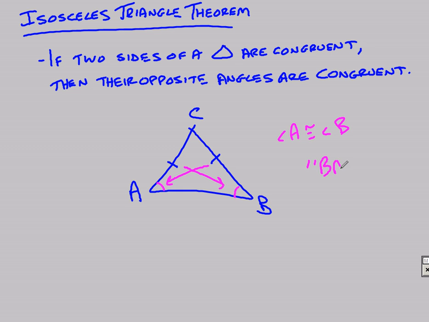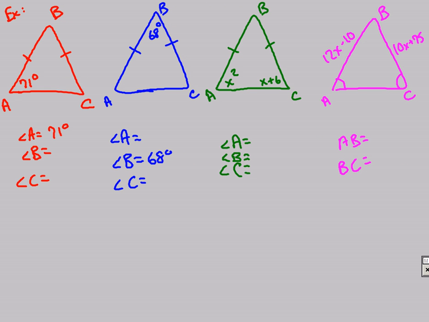Sometimes we will call these the base angles of the isosceles triangle, so you might hear us say that the base angles are congruent. A and B would be those base angles. So the way we're going to do these, just with a bunch of examples here, start with the red triangle.